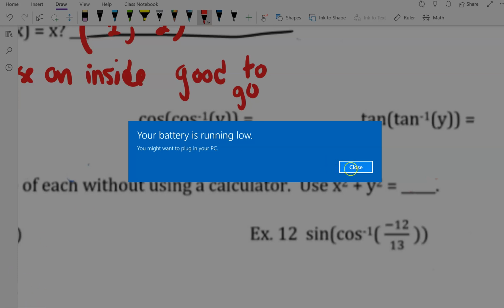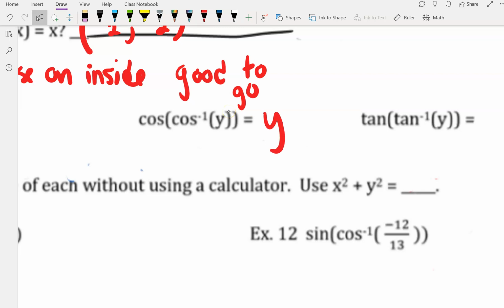Okay, sorry, the computer's running low on battery, these long videos. So those cancel.